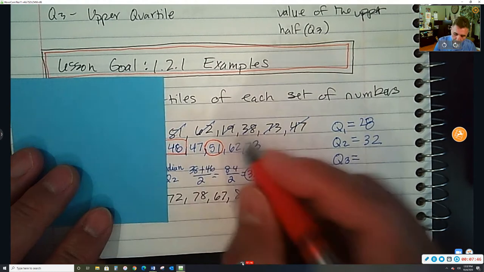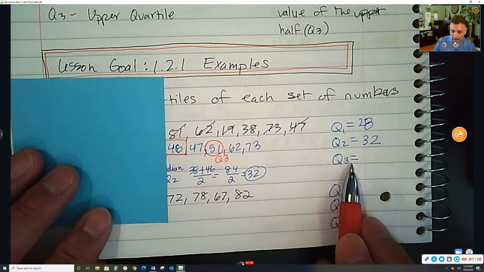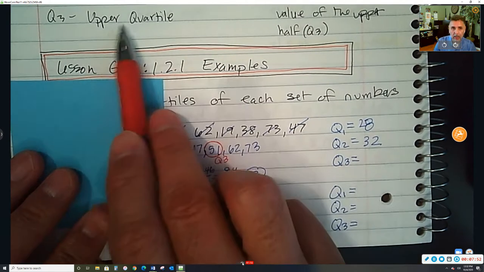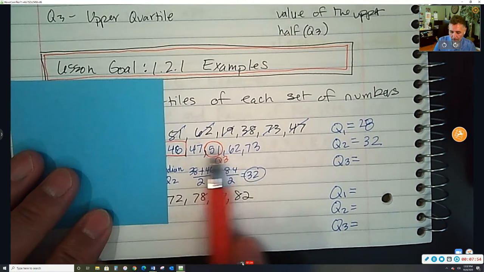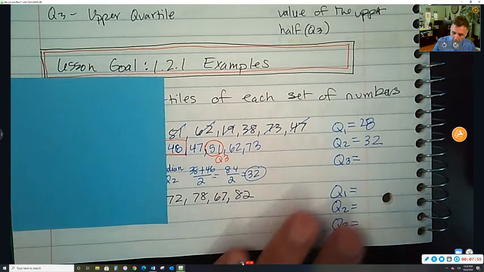Okay. And that is Q3. It's the upper quartile. It's the upper quartile because these are the upper numbers, the higher numbers. Okay, and that would be 51.